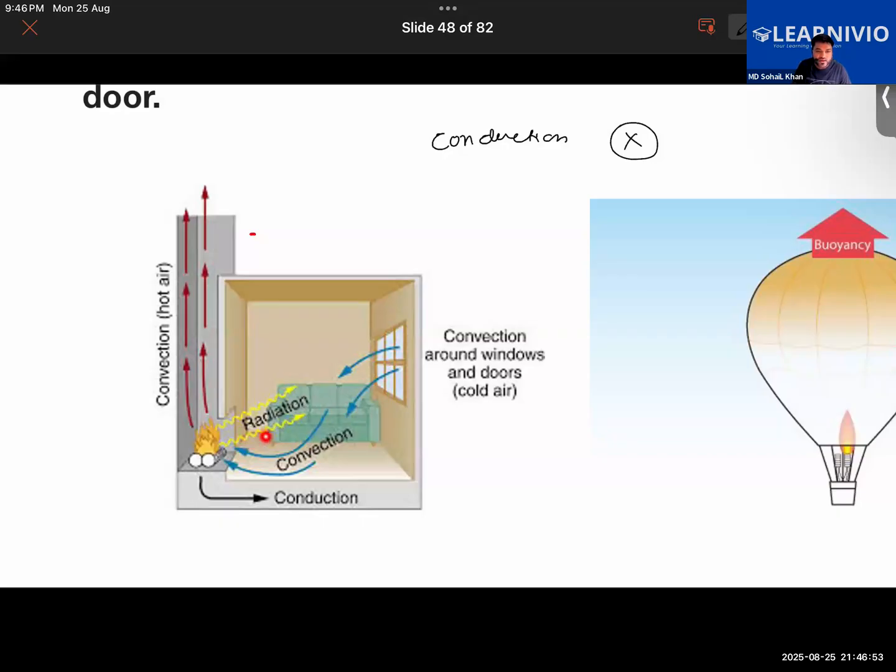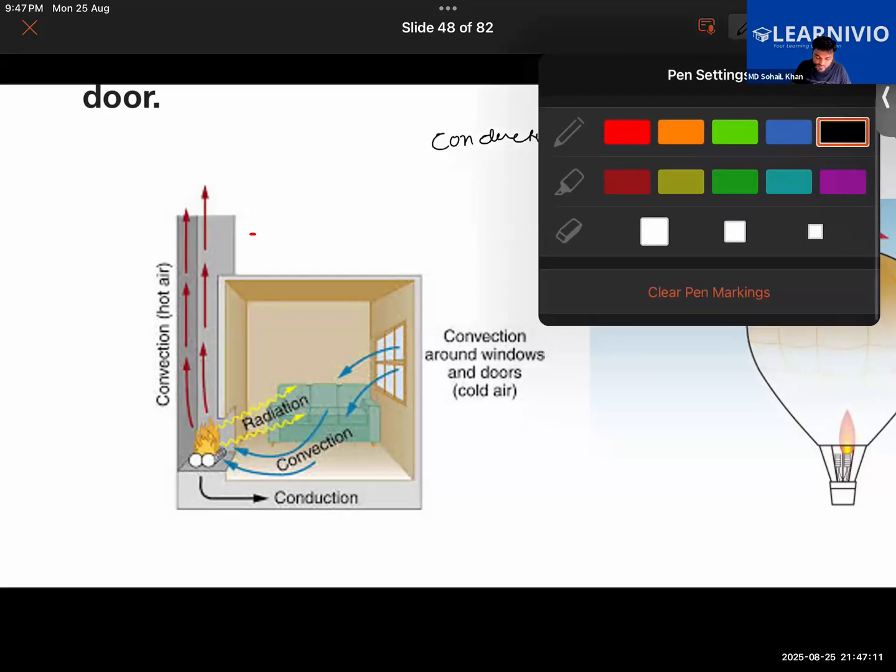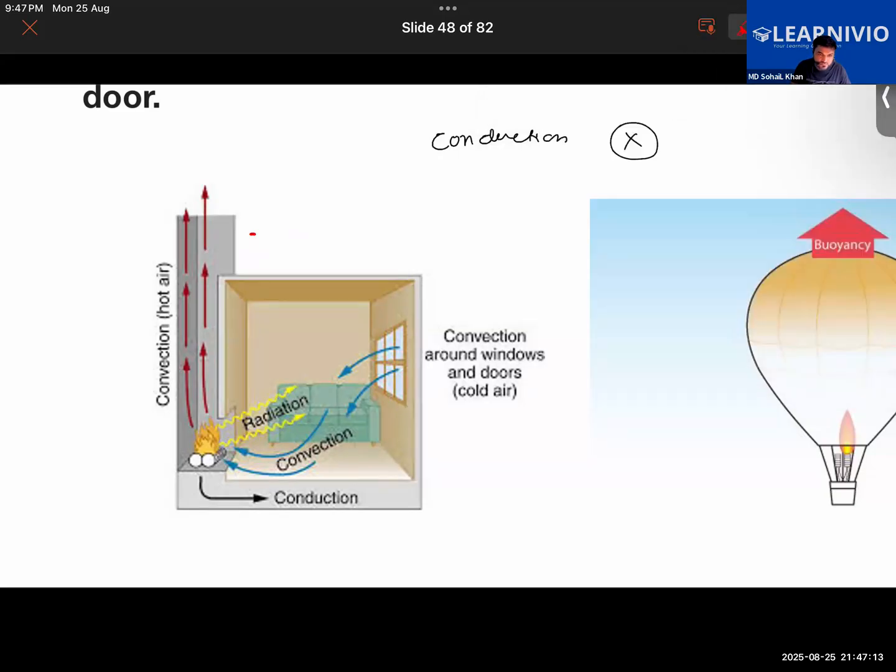And if you are sitting on the sofa, the heat directly reaches you from the fireplace, and that is by radiation. Getting it now? So both convection and radiation play a big role. But when you feel it hot near the chimney, that's via convection, because the air is getting heated up and thus it feels warm.